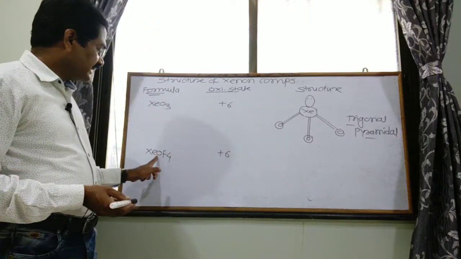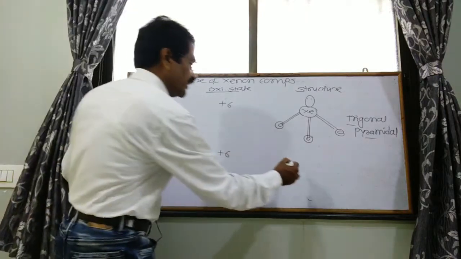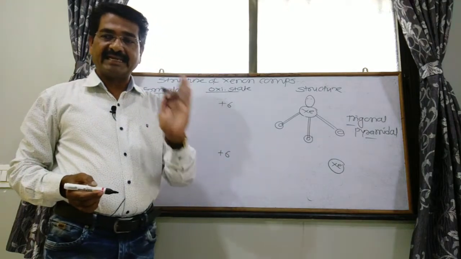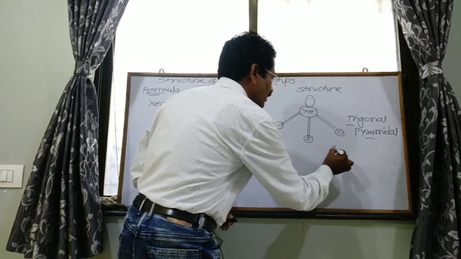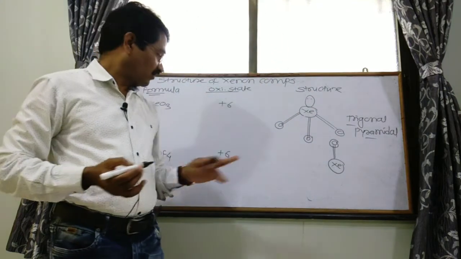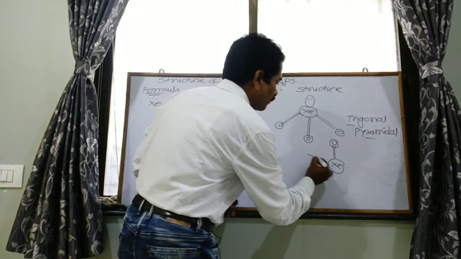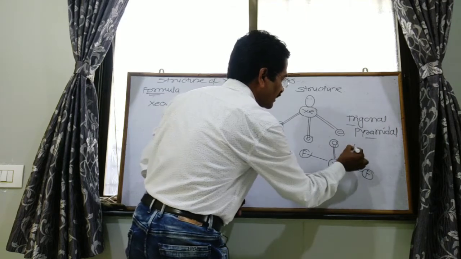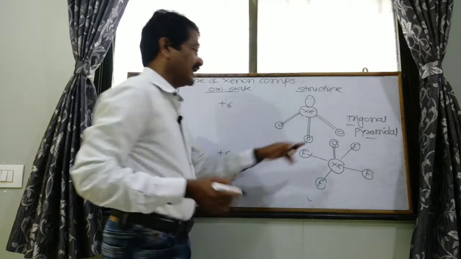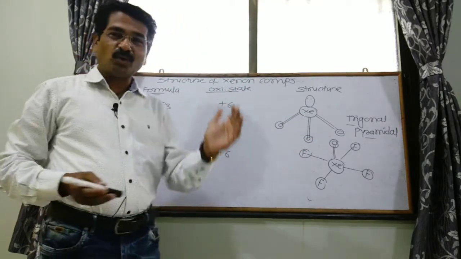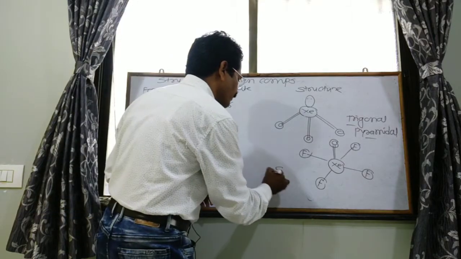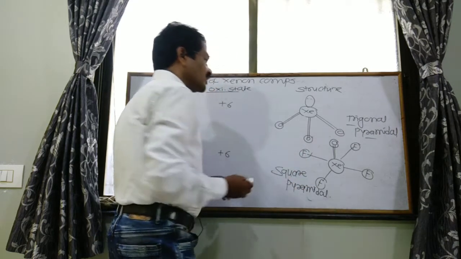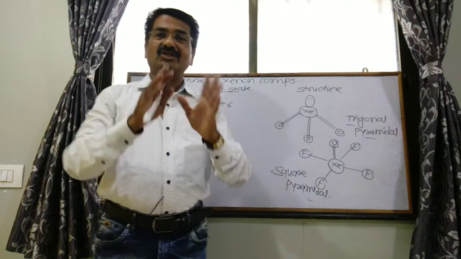This is the last structure, XeOF4, having the oxidation state +6, in which xenon is attached with one oxygen and 4 fluorines. Suppose this xenon is linked with one oxygen at the top and 4 fluorines: these 2 fluorines, then these remaining 2 fluorines. Likewise, the structure obtained for XeOF4 is a square pyramidal structure. So all these structures are formed by the xenon compounds.